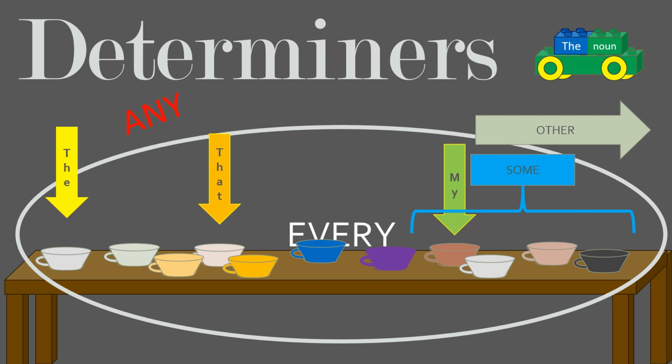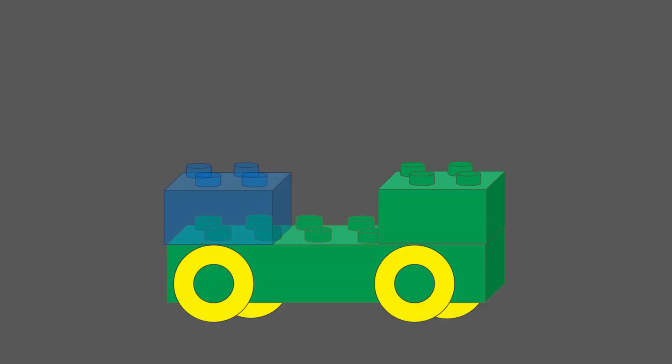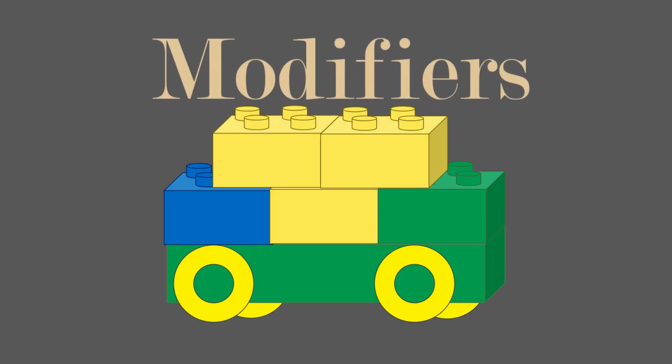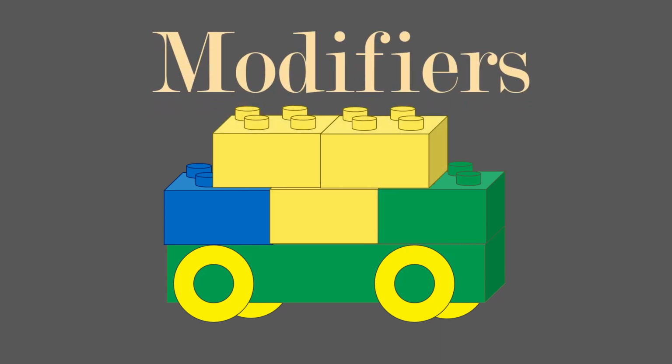They don't describe nouns, they just point to them. And they always come before the nouns they point to in English. Determiners are useful, but they don't tell you too much. Sometimes you're going to want to say more about the nouns in your sentences, and that's where modifiers come in. Modifiers are words that add more information to sentences beyond the basic nouns and verbs.